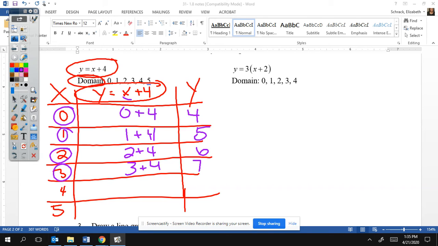And I don't know if you noticed, all of our input values follow a pattern. We're adding 1 each time. You'll also notice that if your X values follow a pattern, your Y's will also follow a pattern. So I could predict that if I input 4, I'm going to get 8 as an output. If I input 5, I'm going to get 9 as an output. And I can prove that by just following the pattern. 4 plus 4 is 8, and 5 plus 4 is 9.